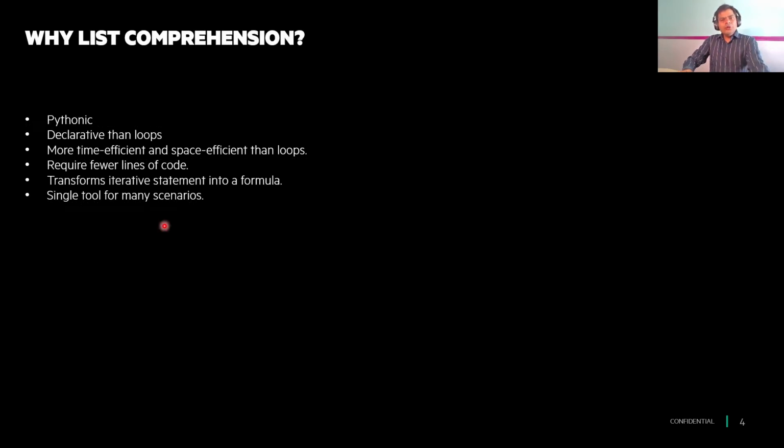Okay, so let's go to the broader picture and talk about why we need list comprehension at all. So the first and best answer is it is Pythonic. This is how Python got very popular. We can start writing a long code in just one line, in just a command line. So that's the beauty of Python. Also, it is said that it is more declarative than for loops. Also, it is time efficient and space efficient.